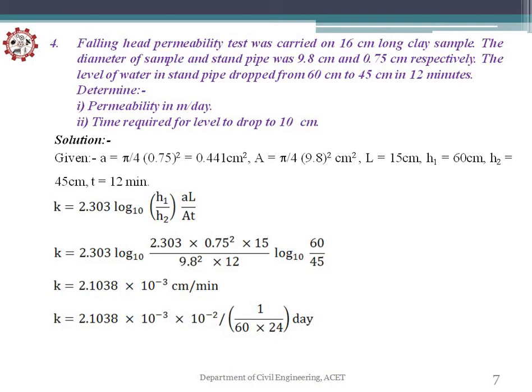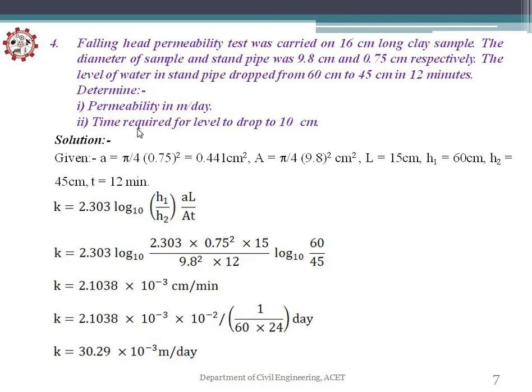Then K will be, we need to calculate permeability in meter per day, right? So whatever value you have taken in per minute, into 10 raised to minus 2 divided by 1 upon 60 into 24. As we converted into meter, it will be 10 raised to minus 2. 60 into 24 is for minutes and day, so that will be the K value in meter per day.